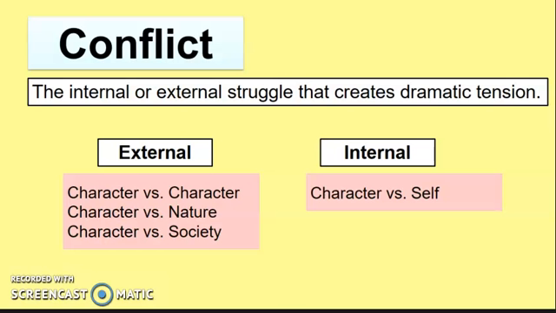Within a short story, there may be only one central struggle, or there may be one dominant struggle with many minor ones. Conflicts can either be external or internal. As for the external, we have the following types: character versus character, character versus nature, and character versus society. And for the internal, we have character versus self.